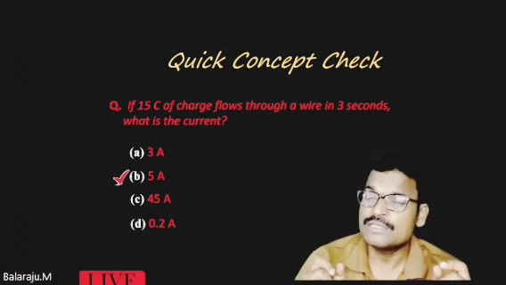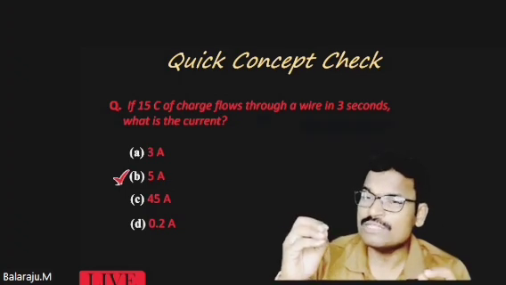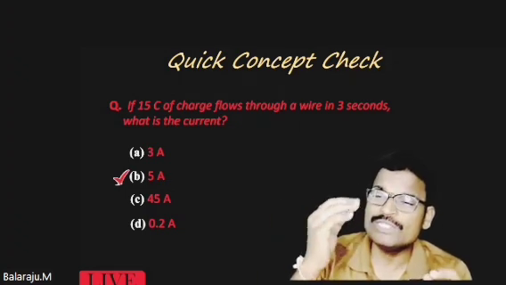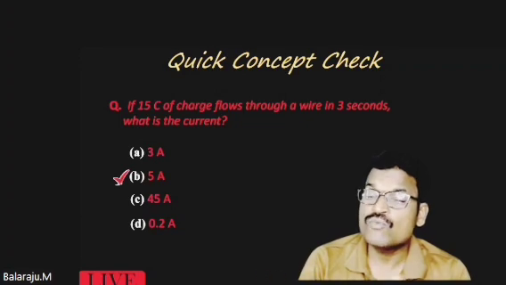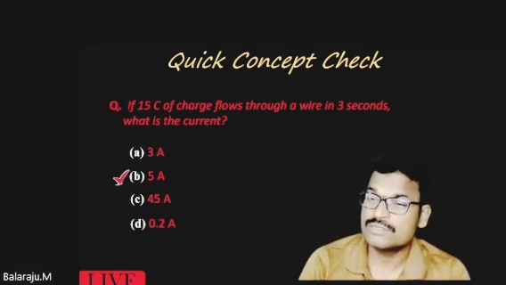5, option B. Because simply we can do I is equal to, what is the formula? Q by T. Q, how much has he given? 15 coulombs. Time, how much has he given? 3. So 15 by 3 is equal to how much? So 5 amperes of current flows. Correct? Yes, sir. You getting what I'm saying here? Yes, sir. Right.